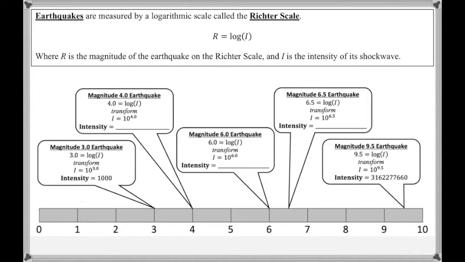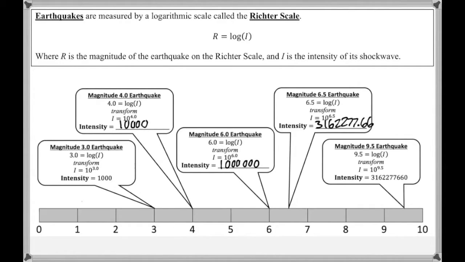And we can do the same thing with the other magnitudes. A magnitude 4 earthquake will have an intensity of 10^4, or 10,000. A magnitude 6 earthquake is going to have an intensity of 10^6, or 1 million. A magnitude of 6.5 is going to have an intensity of, if I take 10 and raise it to the 6.5, I get 3,162,277.66.